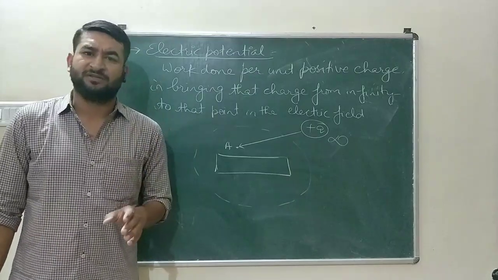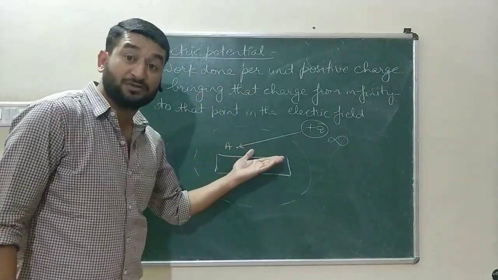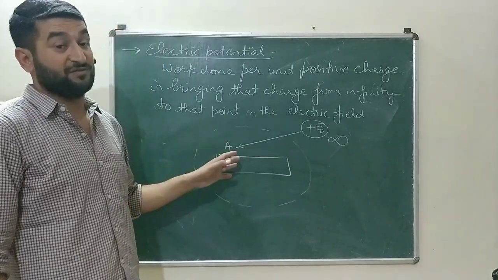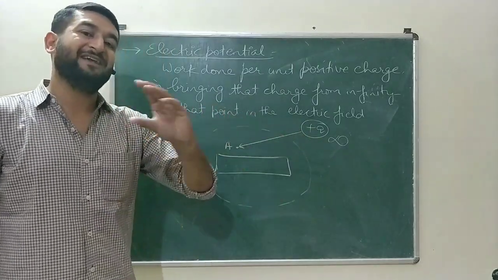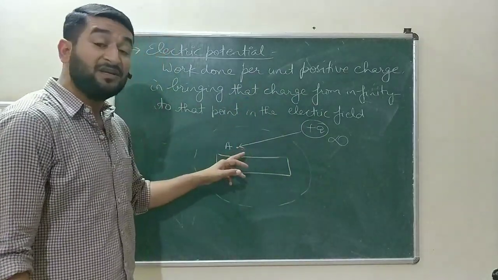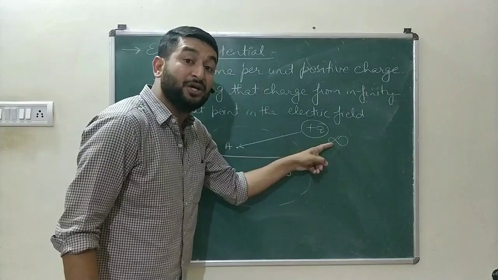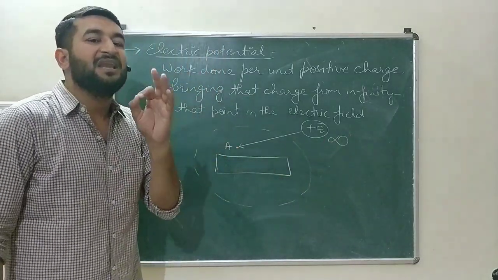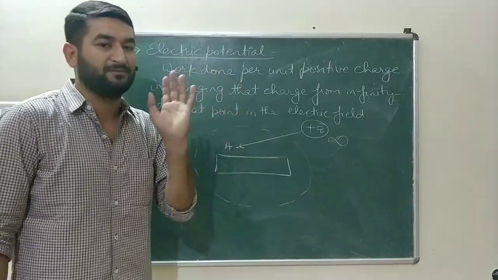As you all know, work done equals force into displacement. There is a force of attraction or repulsion. If there is a force and the charge is moving, there is displacement as well. And if there are force and displacement, there must be work done. So the work done in bringing a unit positive charge from infinity to a point in the electric field is known as the electric potential at that particular point.